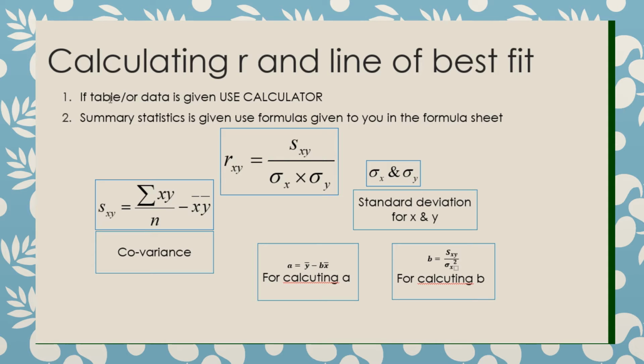If the table is given or the data is given, you just plug everything into the calculator, and you can find R, S, everything, you can find A and B. But if summary statistics is given, then you have no choice. You have to use the formulas. For R, I see it's not a problem. For A and B, a lot of you came and asked me this question: how to calculate manually. So just use the formulas.